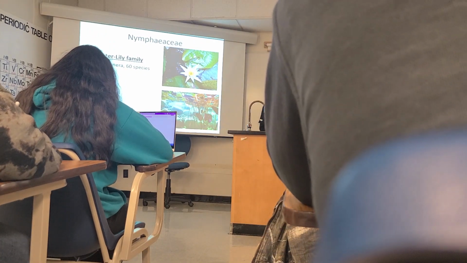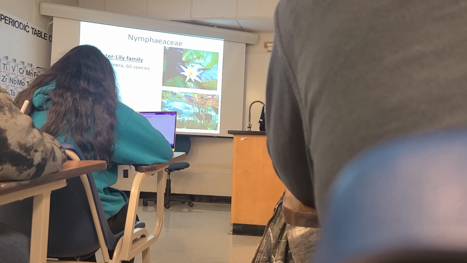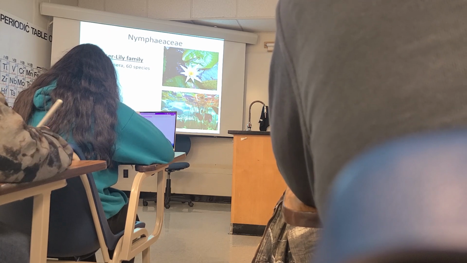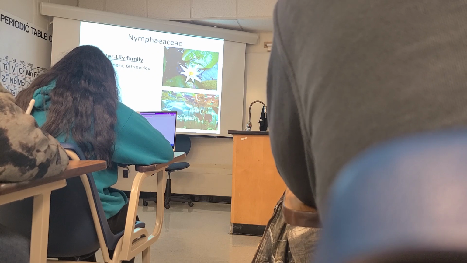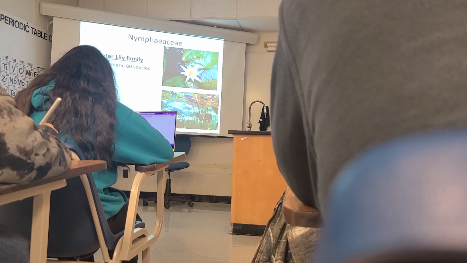But I want you to kind of have in perspective the size of some of these families, because later we're going to be talking about like the orchid family that has 20,000 species in it. So a big difference in size. This is a pretty small one. They are all aquatic, hence the name water lilies.